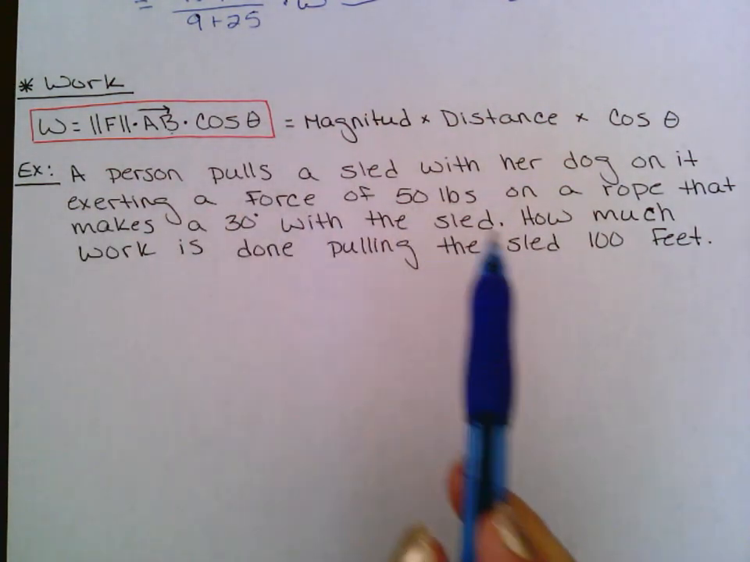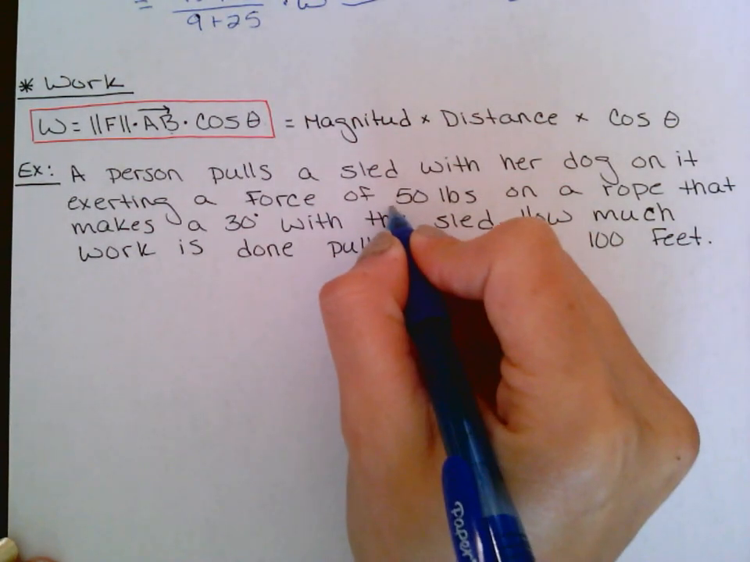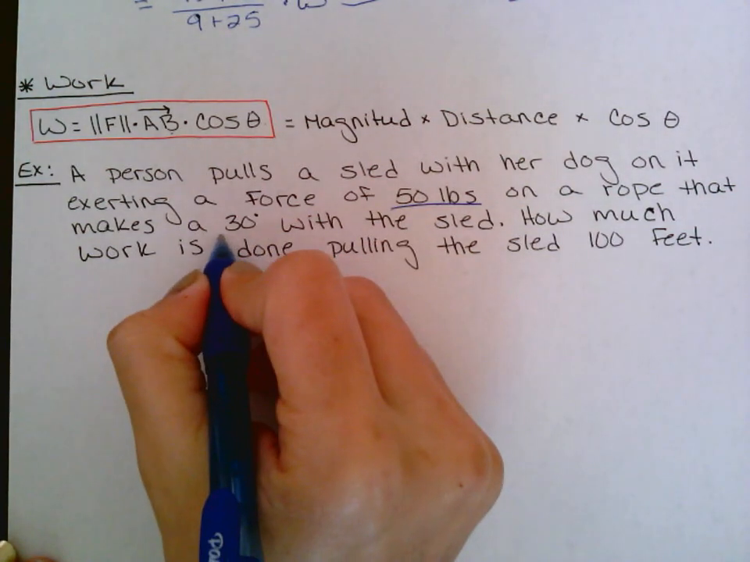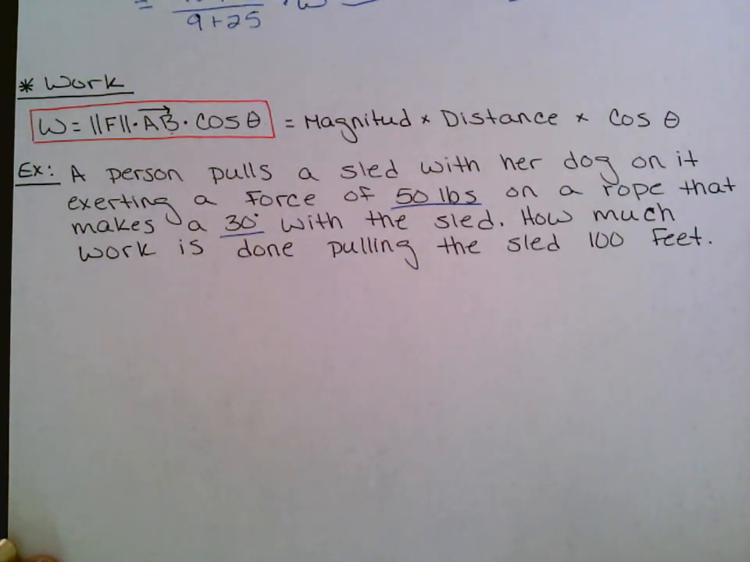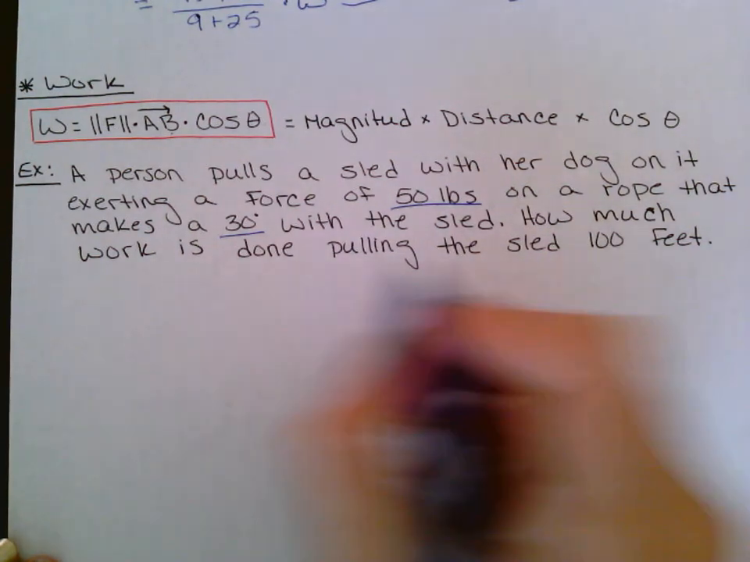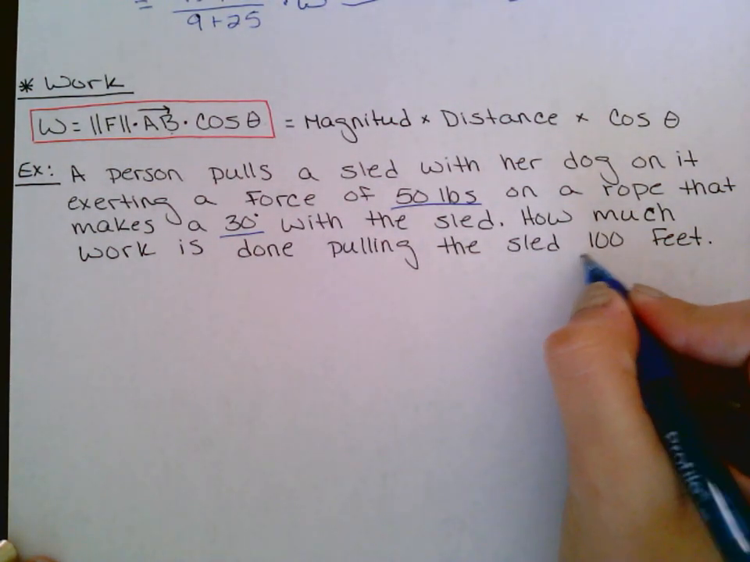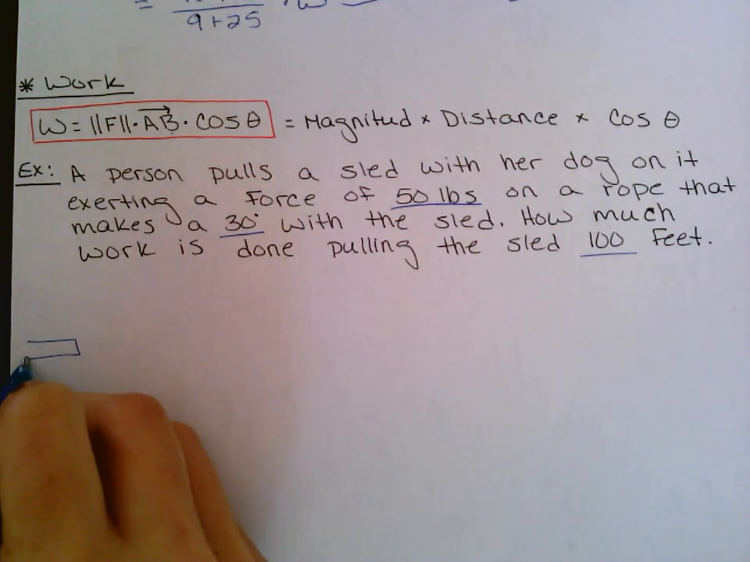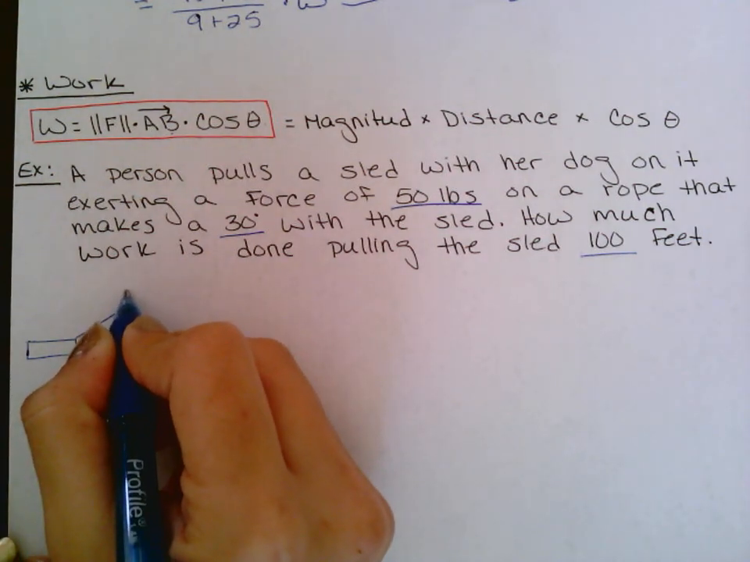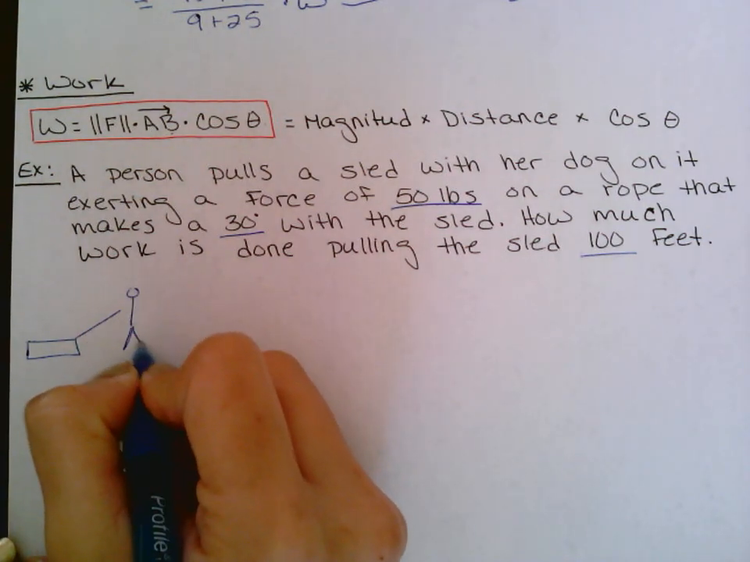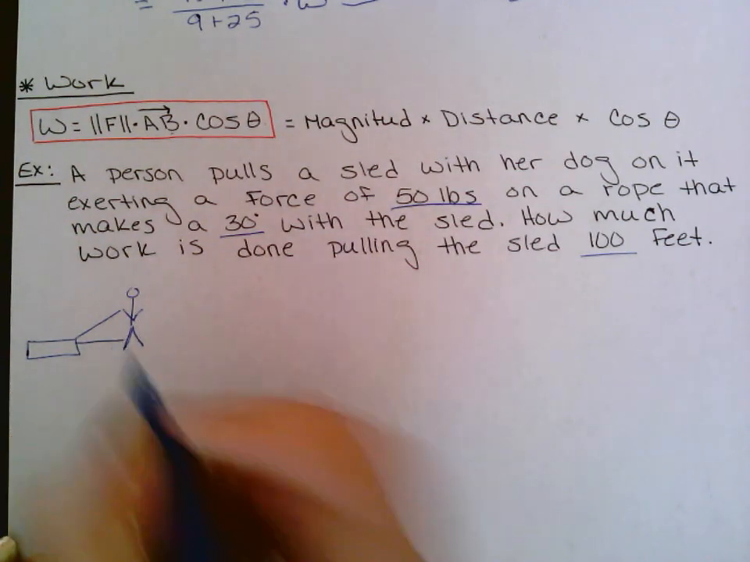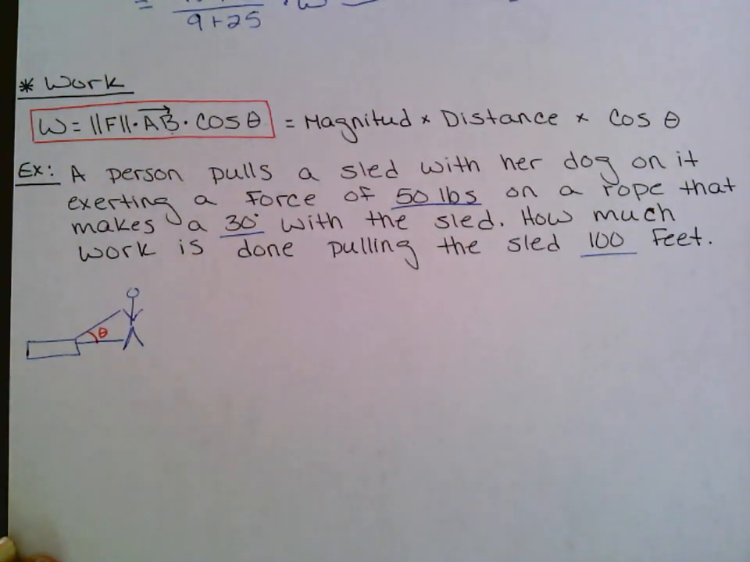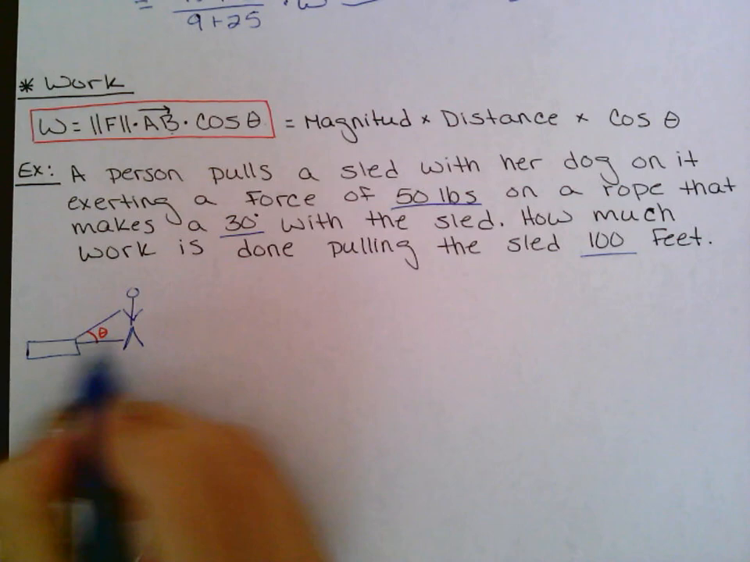A person pulls a sled with her dog on it, exerting a force of 50 pounds. Okay, there's your magnitude. On a rope that makes a 30-degree angle with the sled. How much work is being done pulling the sled 100 feet? Okay, so you can imagine there's a sled here, right? And then someone here has, sorry, I'm not a very good artist. They're pulling it. So here is your theta. That's the angle that's being made with the rope and the floor, and then the sled's being pulled, okay?